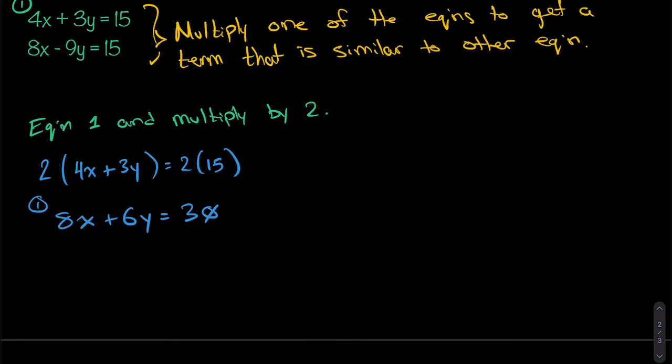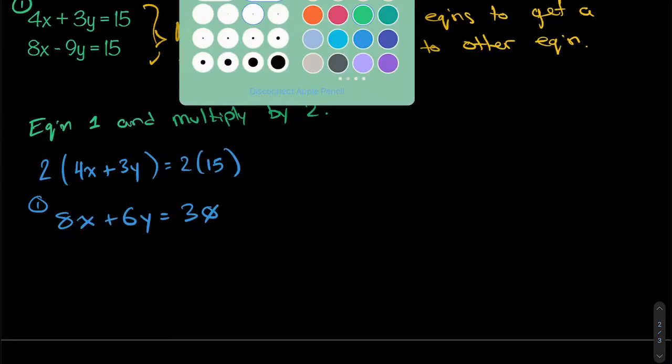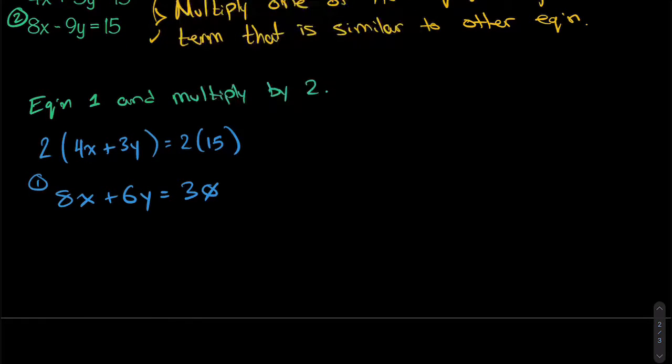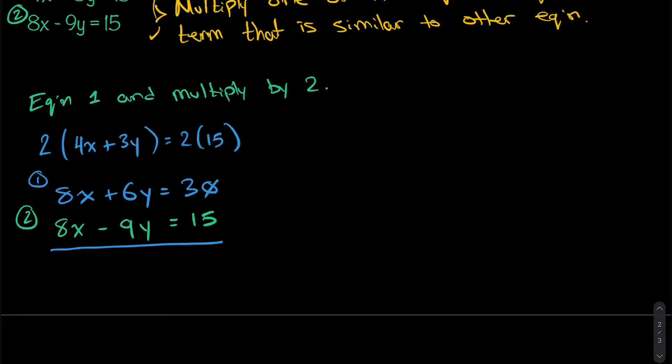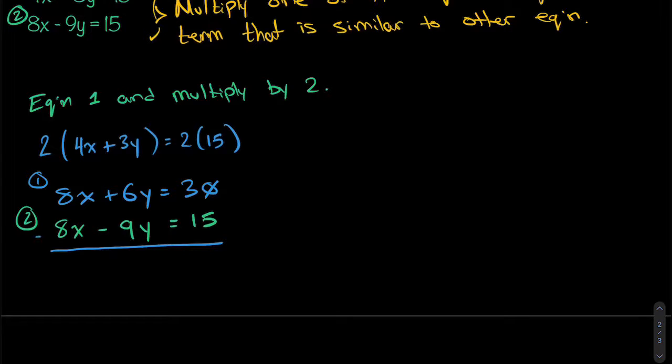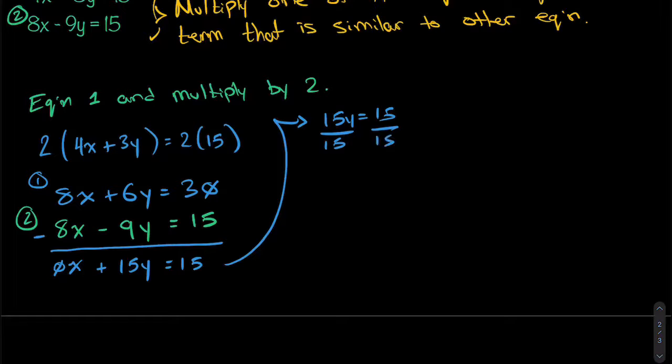And now notice that we have an 8x here in equation 2. We can do something with that. So let's throw equation 2 down here. We got 8x minus 9y equals 15. And the question I'm going to ask you is, should we add or subtract these equations? Because we want to get rid of one of these variables. And the only way we can get rid of them is if we subtract, right? Because we have 8x minus 8x. So we have 0x. Positive 6y minus negative 9y is plus 9y, so 15y equals 30 minus 15, which is 15. So we get 15y equals 15, divide by 15, and we get y is equal to 1.